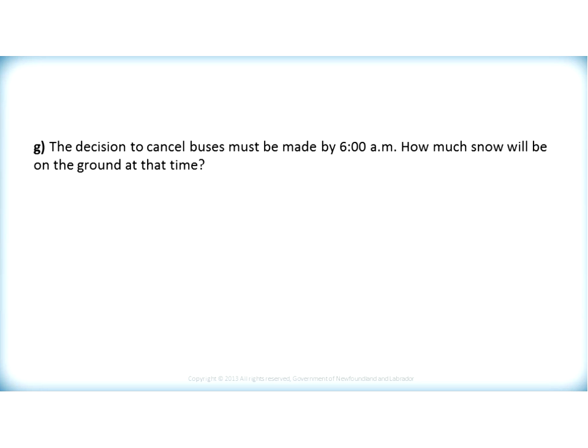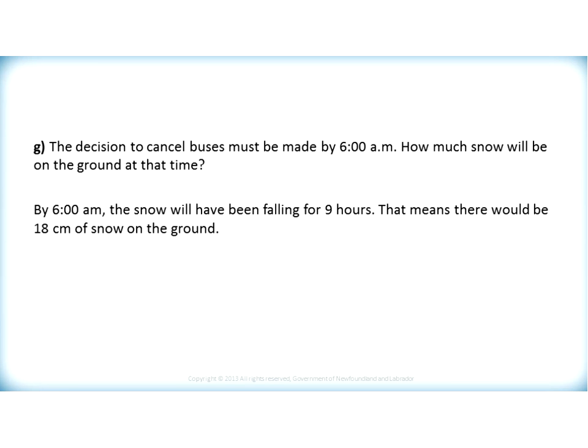The decision to cancel buses must be made by 6 a.m. How much snow will be on the ground at that time? Well, by 6 a.m., the snow will have been falling for 9 hours. This means that there will be 18 centimeters of snow on the ground at that time.